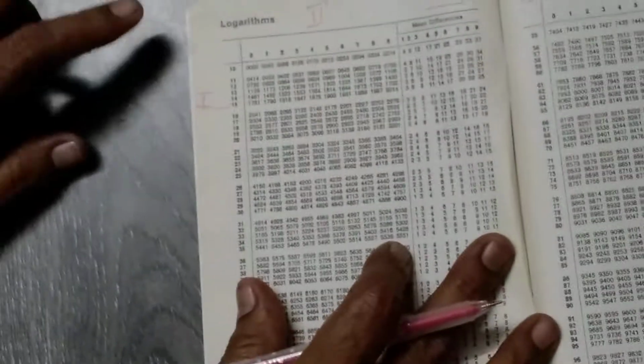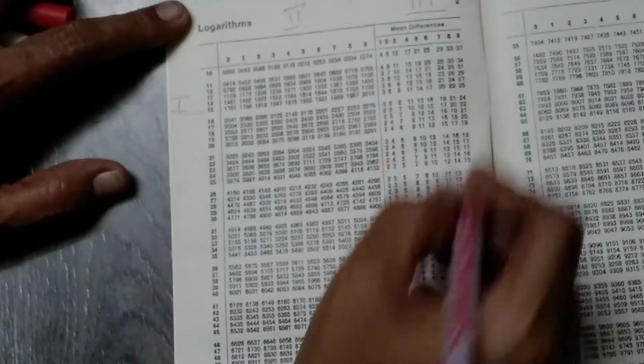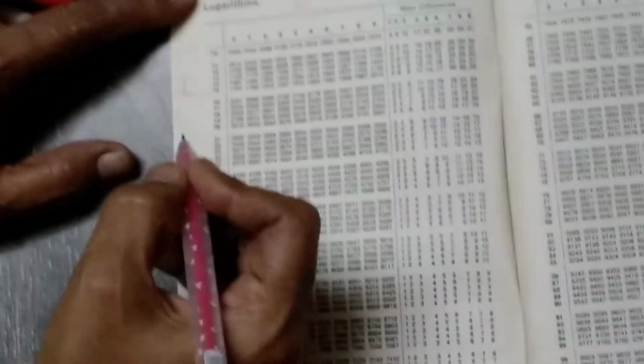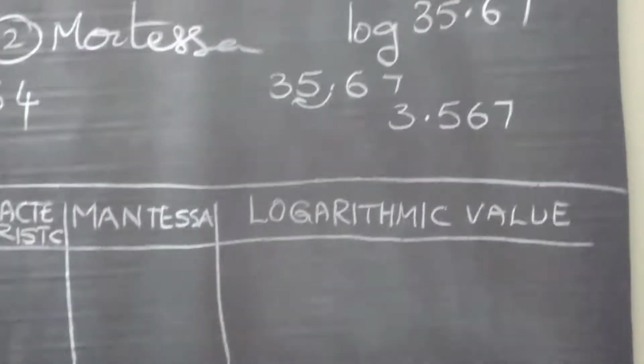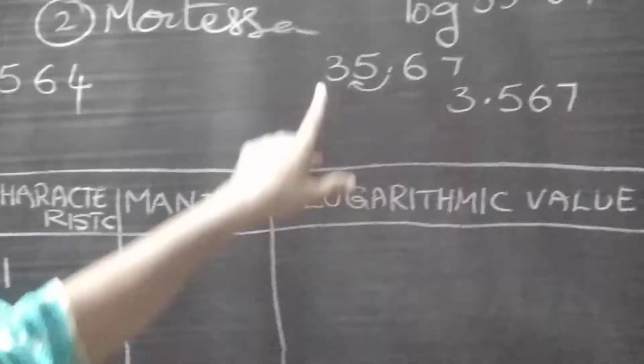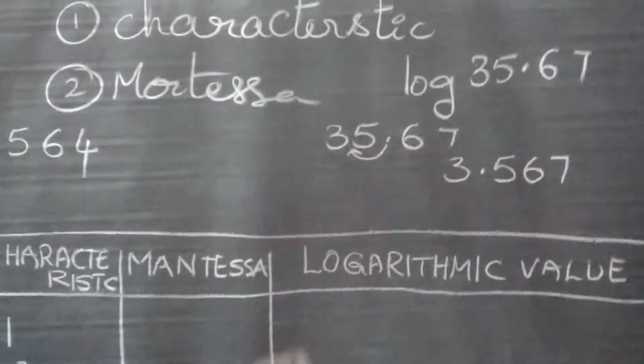Okay, now I am ready to find the value. What is the first value? Logarithm of 35.65. So I have to find the value. See here, 35.65 means we have to take the first 4 digits: 1, 2, 3, 4.